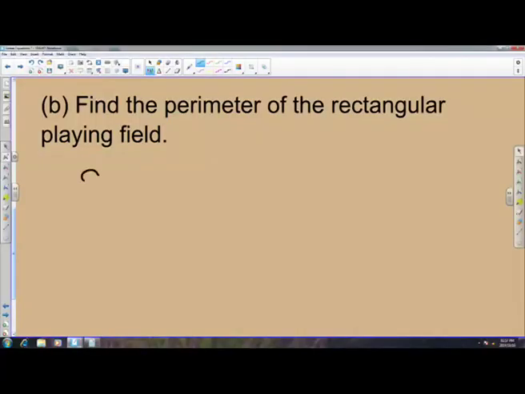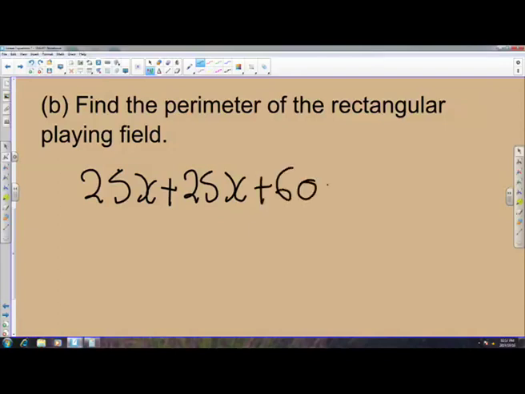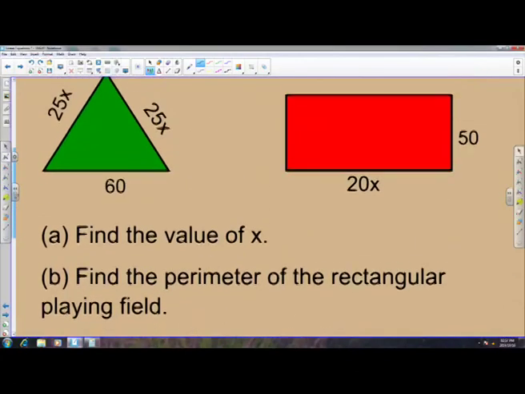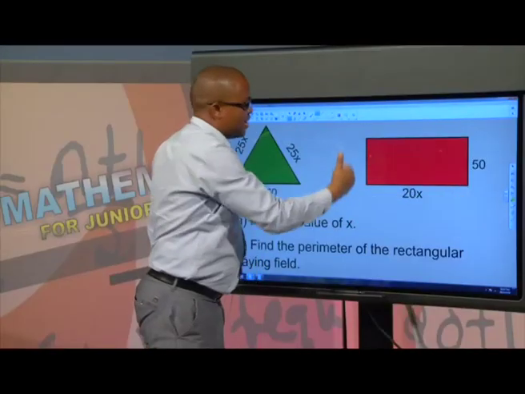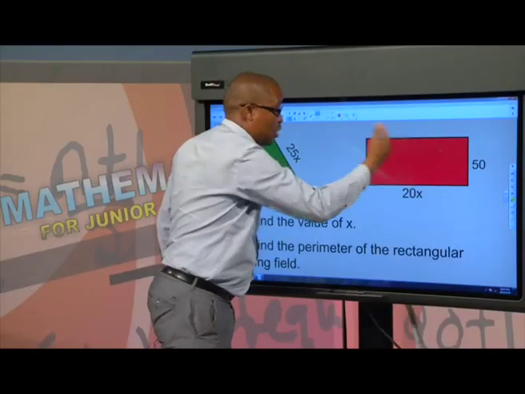For A, 25x plus, this is supposed to be plus 25x plus 60, it equals, and then what about the rectangular playing field? It's 20x, and if this is 20x, this side also is 20x. This one is 50, meaning this side also is 50 because this side is equal to this.